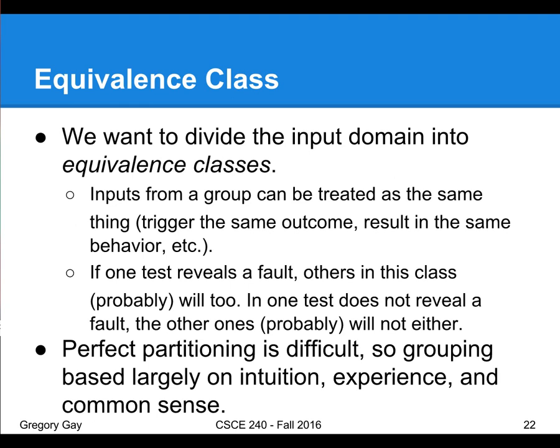And when we have input from those groups, they tend to test the same thing, and we tend to treat them as interchangeable. So if a test reveals a fault, there's a good chance that others in that equivalence class will also trigger the same fault. Or if you don't trigger a fault, there's a good chance that others in that class won't trigger a fault as well. So what you want to do is come up with tests from each of these possible equivalence classes.